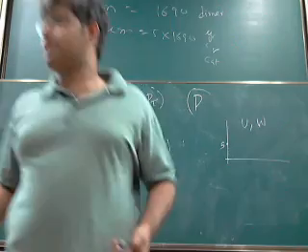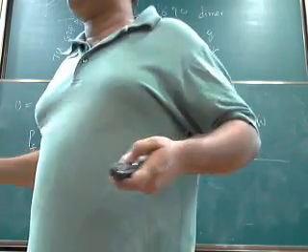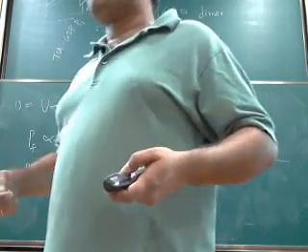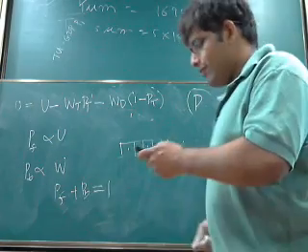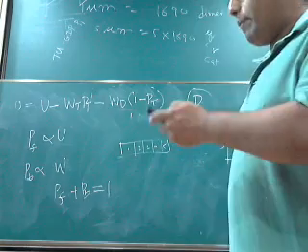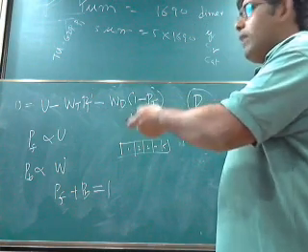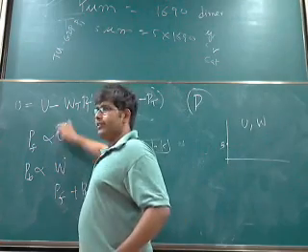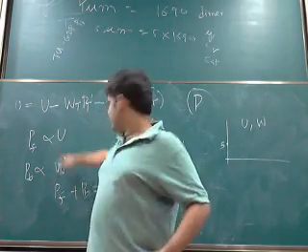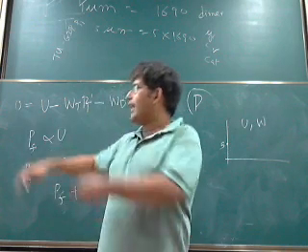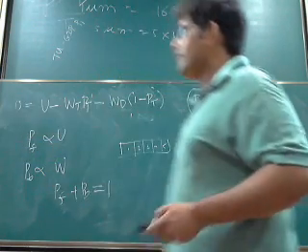The total probability has to be 1 because only one of these two events can happen: either it polymerizes or it depolymerizes. Based on this, it turns out that PF is U by U plus W and PB is W by U plus W. This is the only way you could write this. These three equations tell you that it is like this.